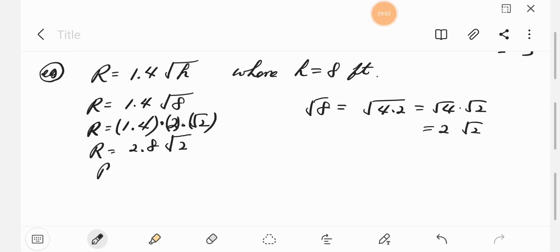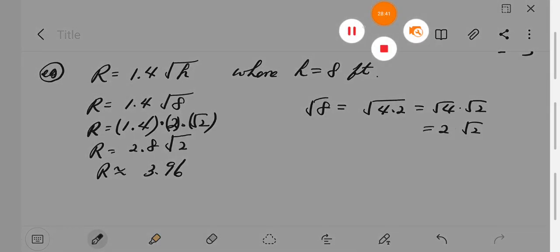Then r is approximately equal to, now square root of 2 is 1.41, right? So when you multiply this, it looks like 3.96. This is an approximation. So use a calculator, then you get this number. We can round this to the hundredth, right? So the range of the periscope is 3.96 miles. So in this particular question, just replace the variable with this value and then use the calculator. You don't have to simplify this. Alright, so this is the end of this section.